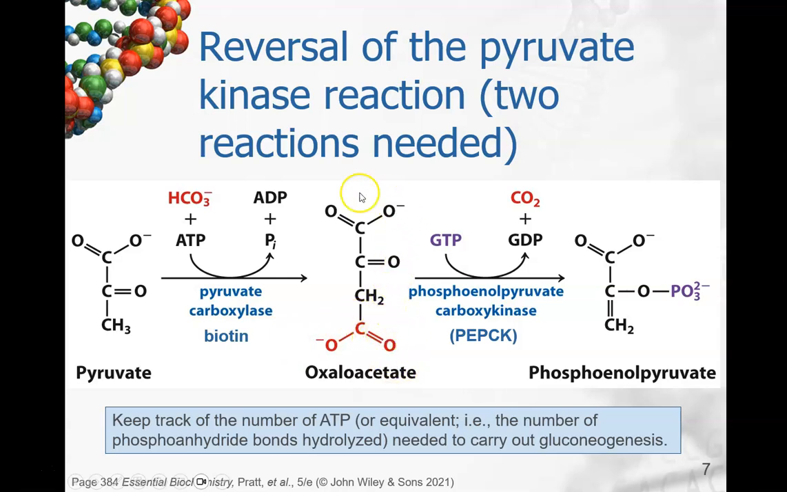The next thing that happens is OAA is converted to phosphoenolpyruvate, and the CO2 is a leaving group, and we need GTP. That's an ATP equivalent, so we're going to count that as a phosphoanhydride bond that we need to hydrolyze in order for this reaction to go. What we do is we phosphorylate the OAA, we lose the CO2, and we end up with phosphoenolpyruvate. So we have successfully reversed the pyruvate kinase reaction, but we needed 2 other enzymes, and both of the enzymes required either an ATP or a GTP in order to make them happen.